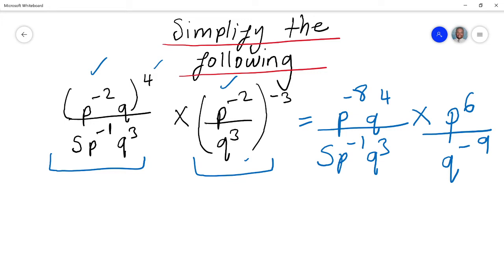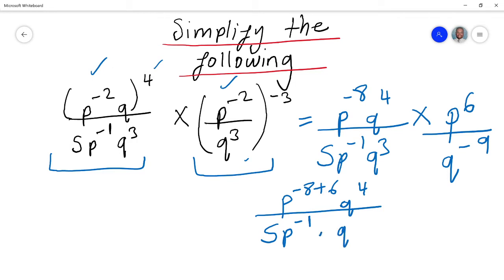What do we do in a situation where now you need to multiply here? We need to simplify that. All right. Now I can see I've got p to the power negative 8, q to the power 4, times p to the power 6. Because we're multiplying, that becomes p to the power negative 8 plus 6. So that now becomes p to the power negative 8 plus 6, q to the power 4, over 5 p to the power negative 1, q to the power 3 and q to the power negative 9. We simply add the powers. So that's going to be q to the power 3 plus negative 9.